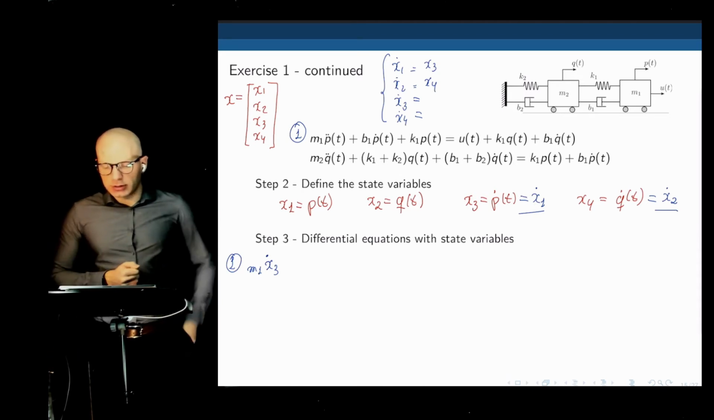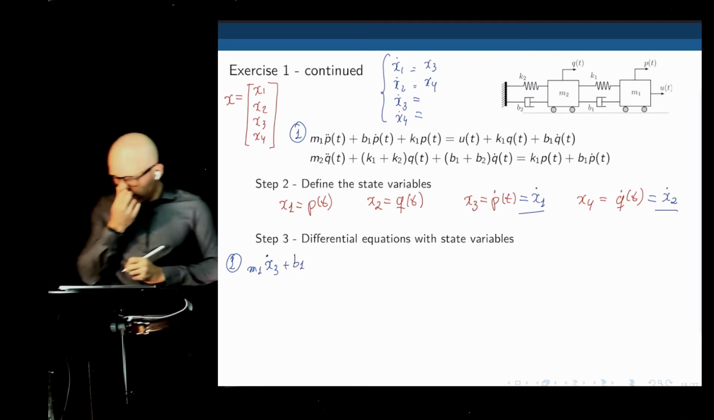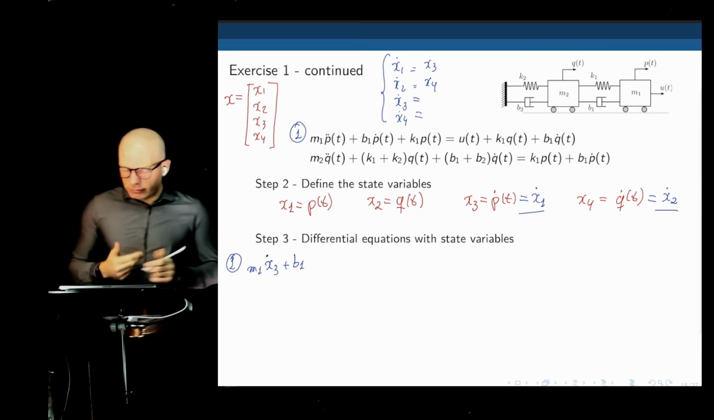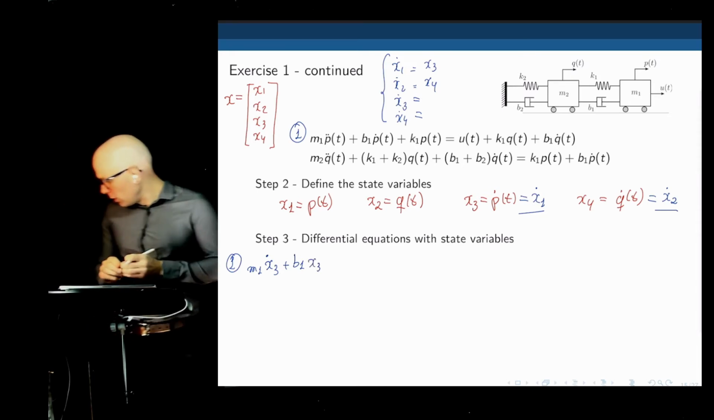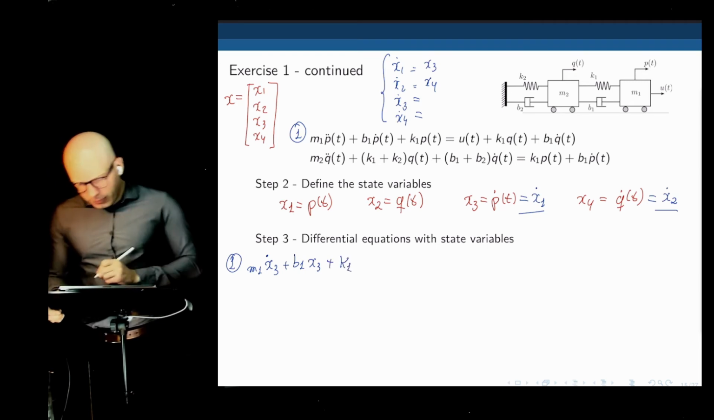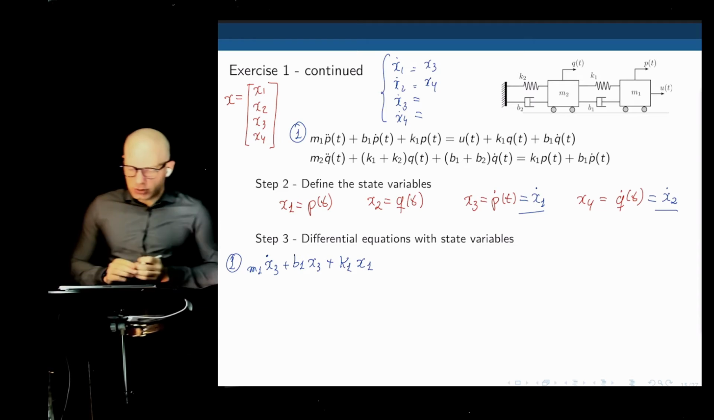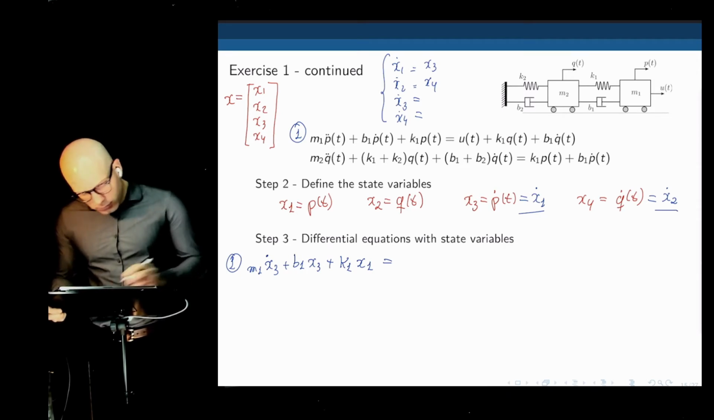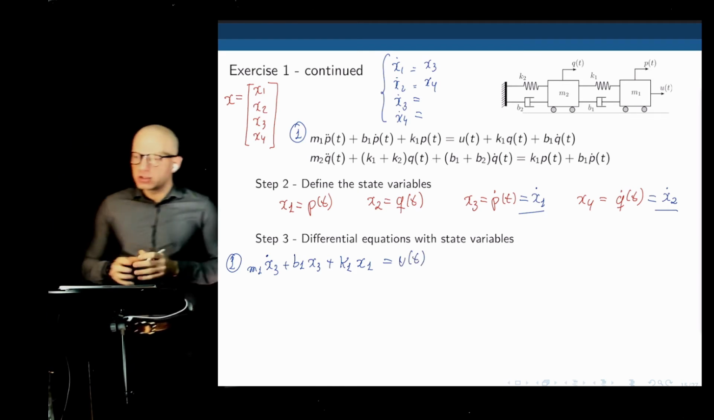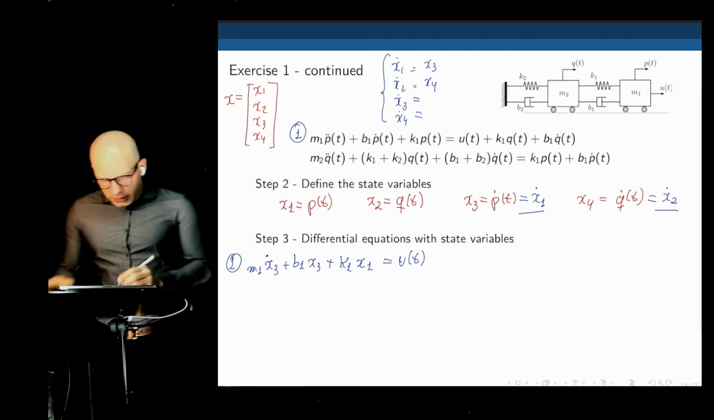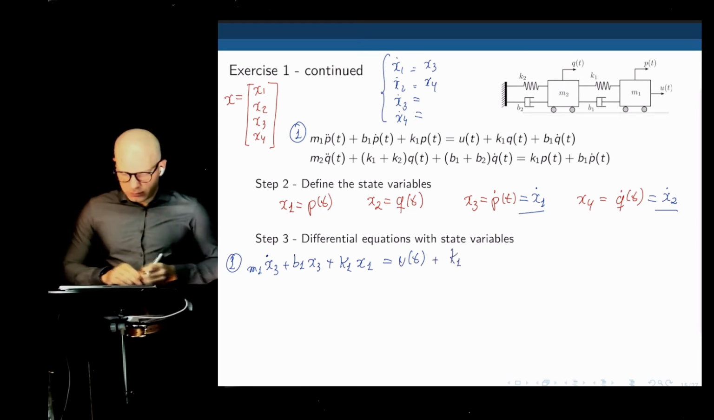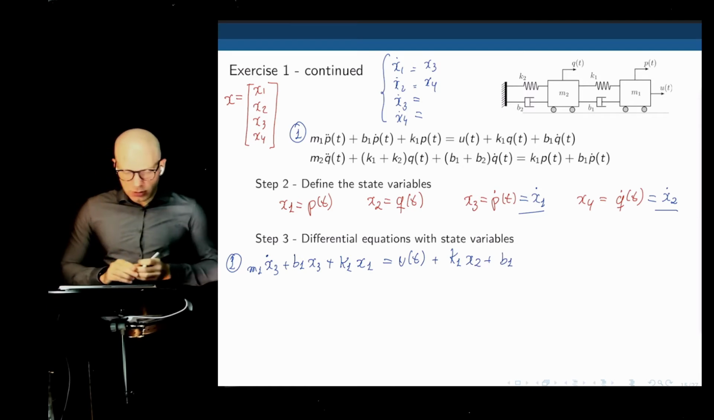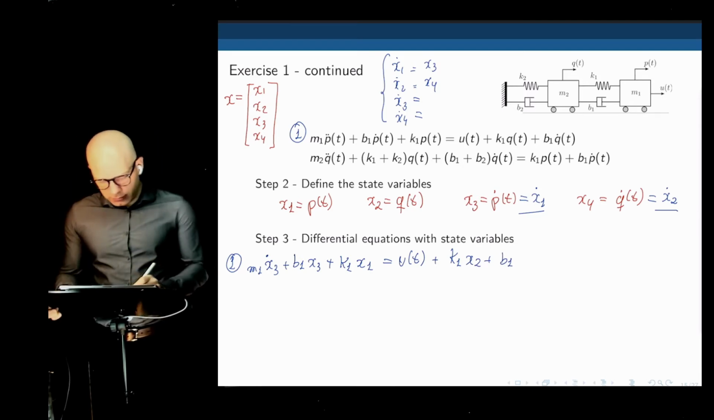Okay, so m1 x3 dot plus b1 times p dot. What is p dot? x3. It could be x1 dot, but if you go with x3 lower, that becomes x3. Plus k1 p. What is p? x1. There's no other choice. Equals, let me check my work here, I don't want to make any mistakes to confuse everybody. This equals u of t. u of t is the input, it needs to stay there. Plus k1 q. What is q? x2. Very good. Plus b1 q dot. And what is q dot? x4. Excellent.